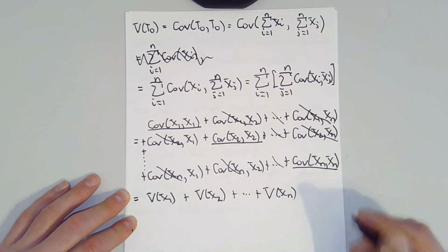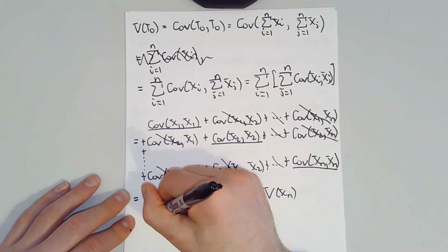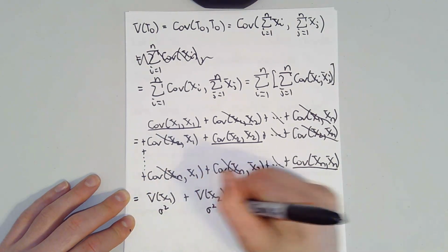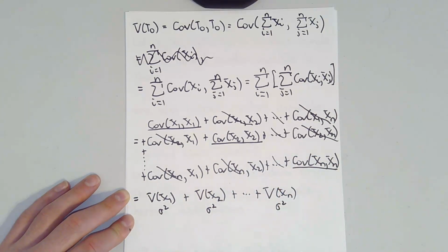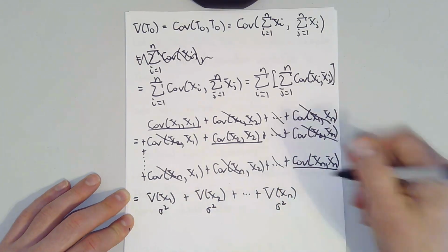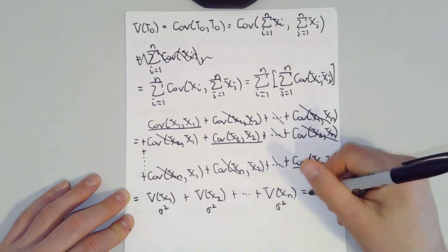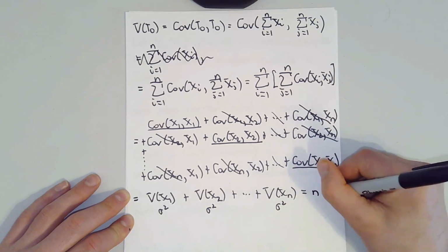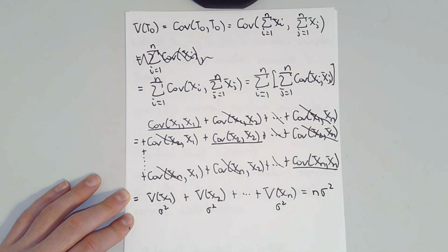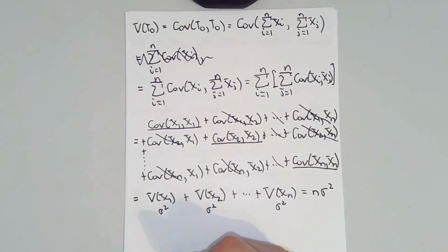But each one of these is equal to sigma squared. Therefore, the result is n times sigma squared. There are n terms in this sum, and they're each sigma squared. So sigma squared plus dot dot dot plus sigma squared n times is n times sigma squared. And so this shows that the variance of T naught is n times sigma squared.